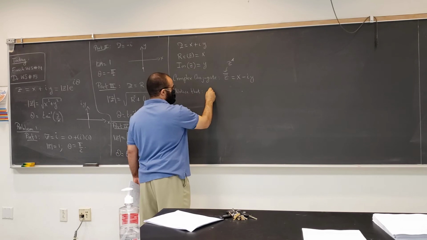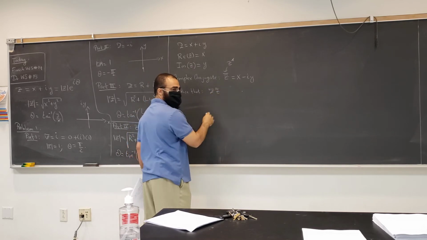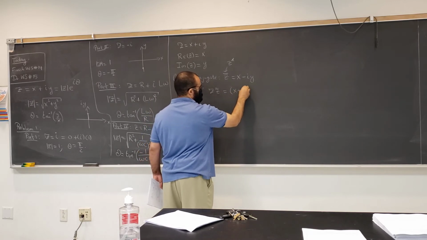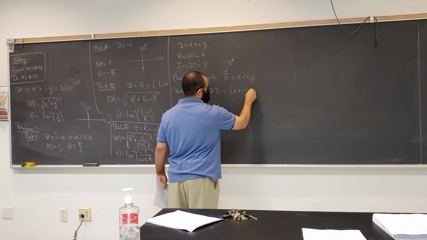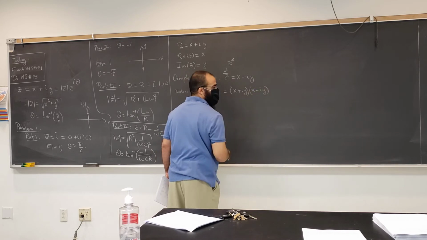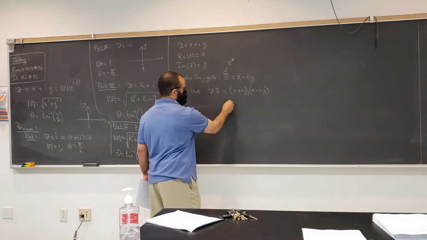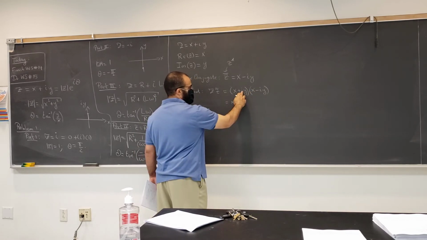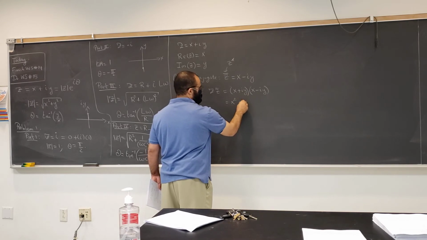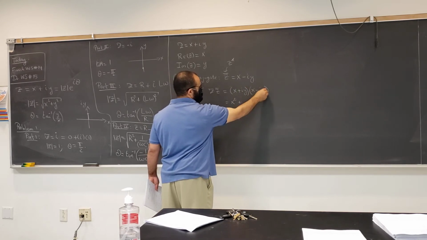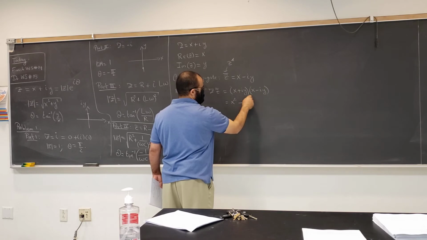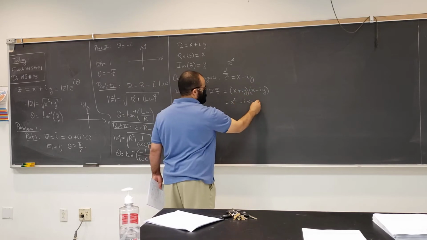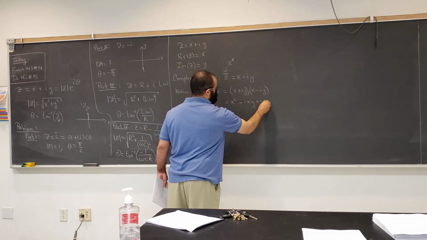Notice that z times z bar, z times its own conjugate, is equal to this. Z is x plus iy, right? And z bar will be x minus iy. So what happens when you multiply them together? You get x squared. X times x is x squared. And then minus I xy, right? And then this times this is plus I xy.